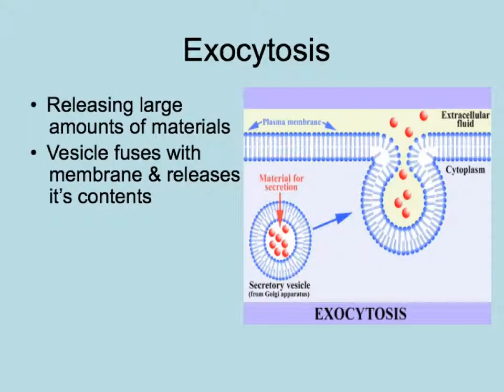Now the opposite of that is exocytosis. Exocytosis is taking large amounts of materials outside of the cell. So it's where you have your vesicle here. It's going to come over to the cell membrane, and they are going to fuse together, and it's going to push out its materials. So endocytosis is getting things into the cell, large things. Exocytosis is getting things out of the cell.